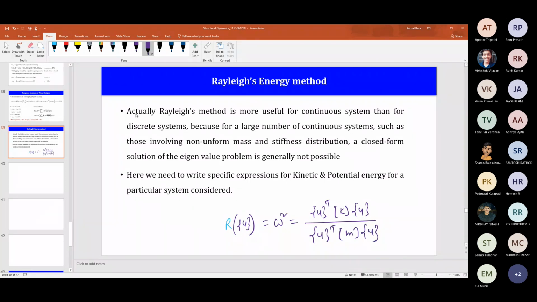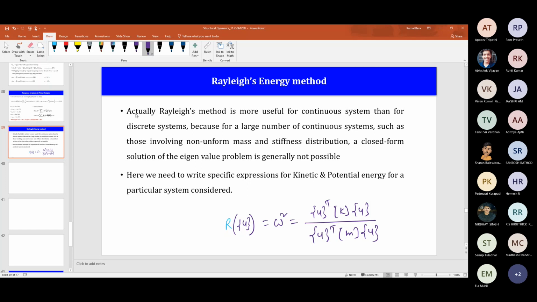And we have shown that this ratio has a bound. It cannot be less than the first eigenvalue, and it cannot be more than the highest eigenvalue. It's a very interesting property. It is bounded and has a stationarity: it has a minimum value and stationarity in the neighborhood of the fundamental frequency, omega 1 square. We can choose U in a reasonable manner to get the fundamental frequency. For a multi-degree of freedom system, you can choose U based on the static displacement of each mass under loading, put it in here, and get a good approximation of the fundamental frequency.